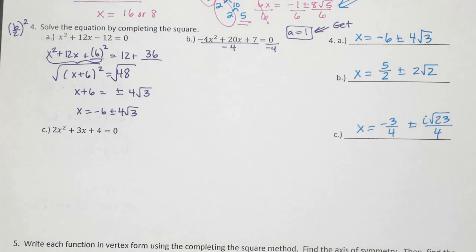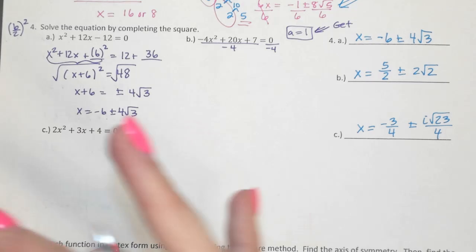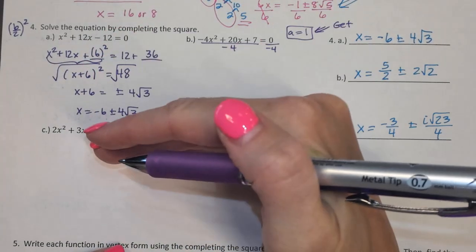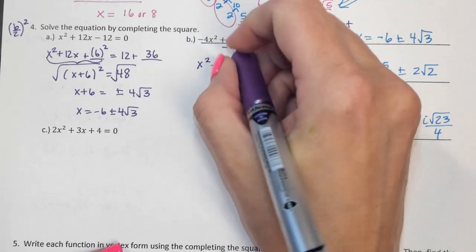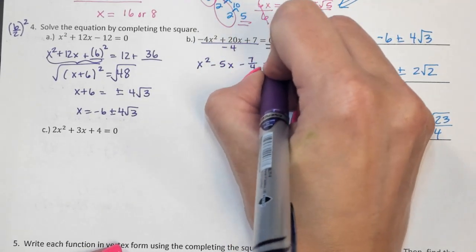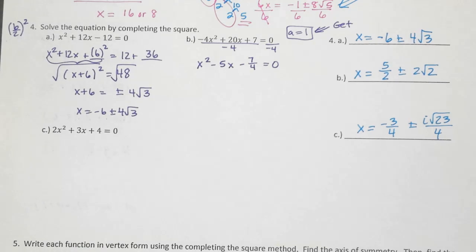Okay, so your first step, if A is not 1, is to divide. Please do not forget this, or the whole problem is going to be incorrect. Okay, I can give you partial credit if you can get this step. So x squared minus 5x minus 7/4 equals 0. Divide everything. So that is your first step.